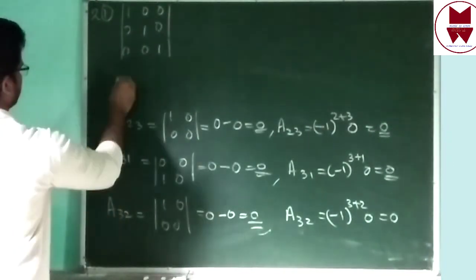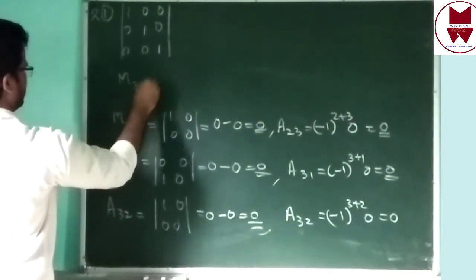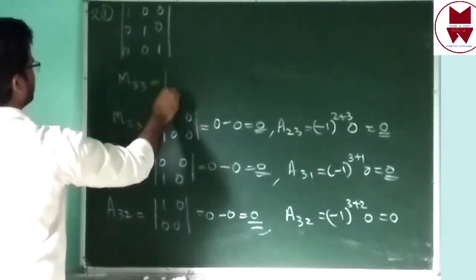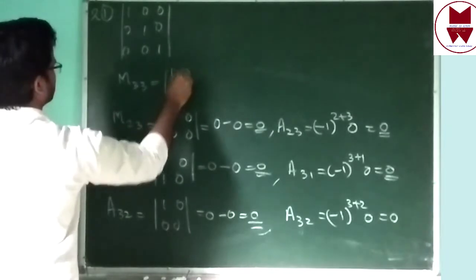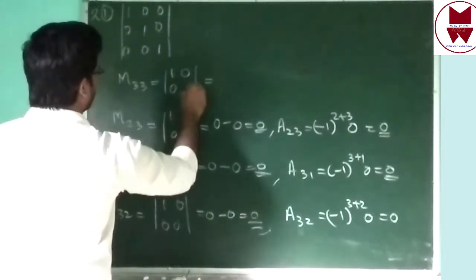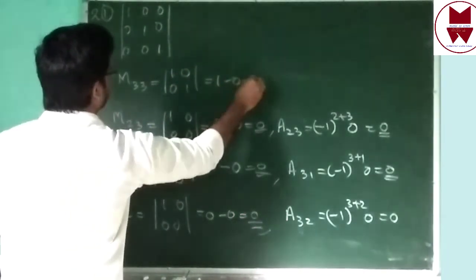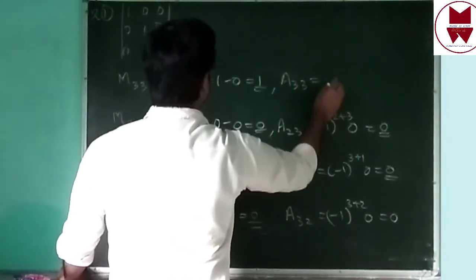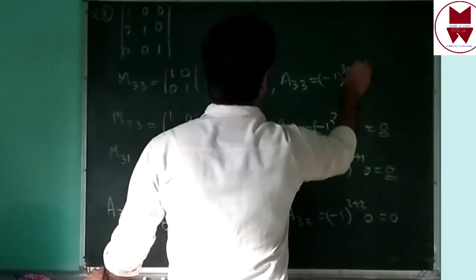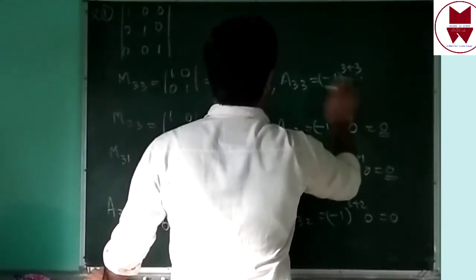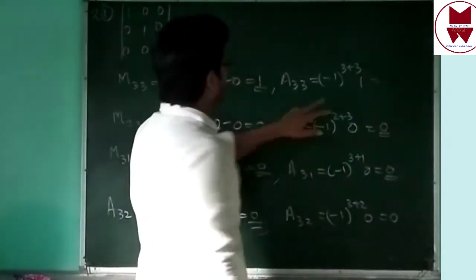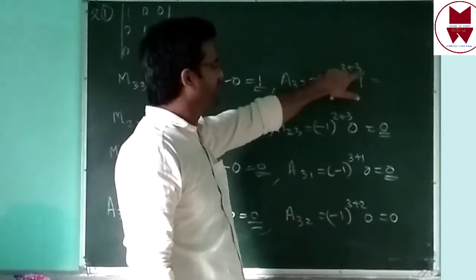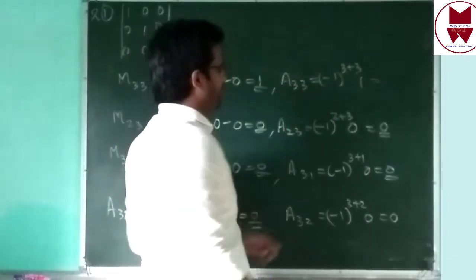Then last, M33, that means third row, third column, that is this number. Then remaining determinant 1, 0, 0, 1. Multiply 1 into 1, 1 minus 0 into 0, 0. We will get 1. Then A33, we will get minus 1 raised to 3 plus 3 into this minor 1. Then 3 plus 3, 6. Minus 1 all raised to 6. 6 is an even number, we will get plus 1. Plus 1 into 1.